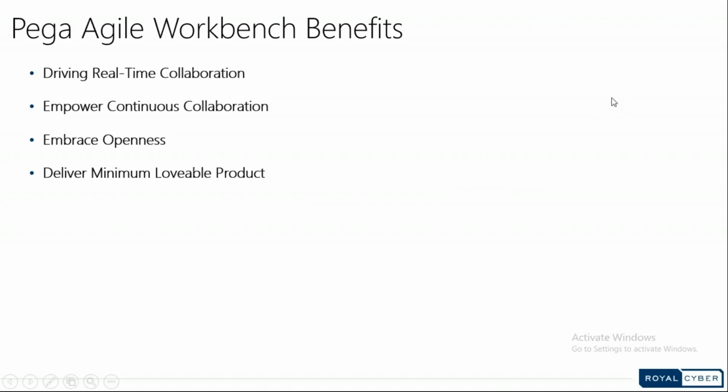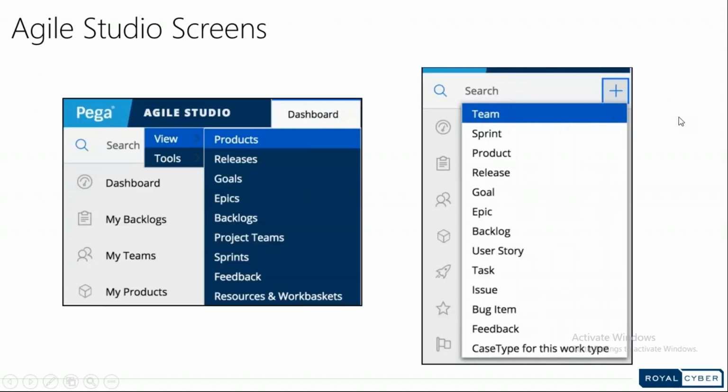Okay, and moving on, this will brief you about the Agile Studio and how it looks in Pega. It has a typical Pega dashboard where you can see all your backlogs, teams, and products. Each product will have its own terminologies in Pega Agile Studio. You can also manage your products and releases, define your goals, write the epics, and come up with the backlogs. You can define your project team and assign team members to your project.